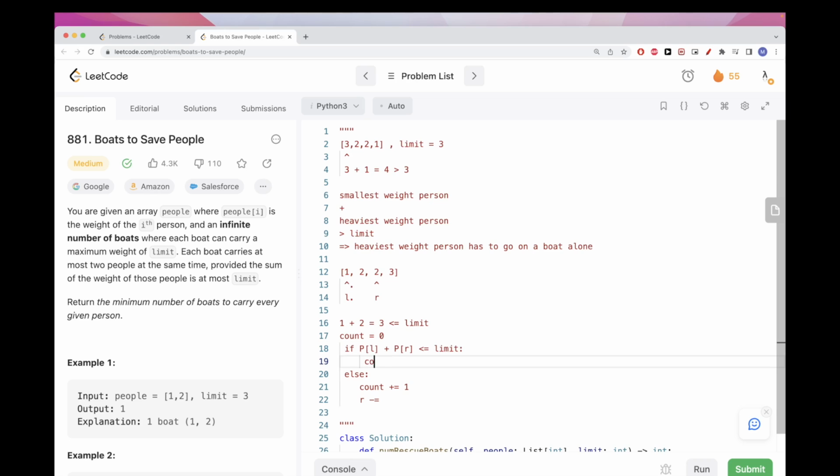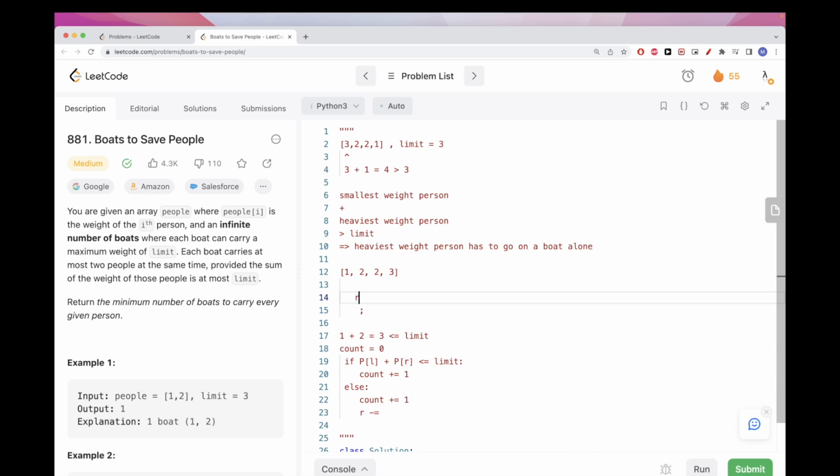So what does that mean? We increment count again. Taking both means we move our right pointer, and also move our left pointer. So both are now on the same position, and here we need to move both. To move left, we increment by 1, and to move right, we decrement by 1.